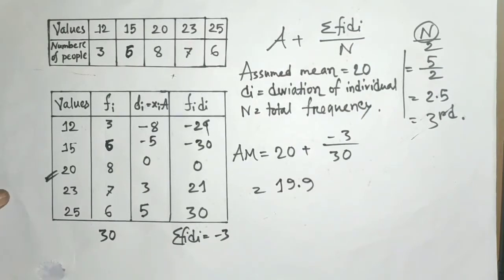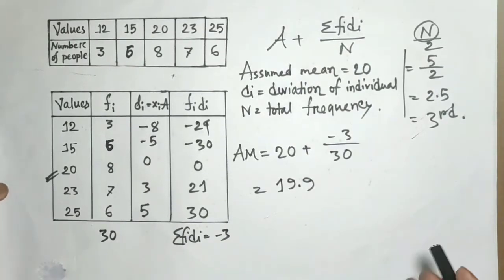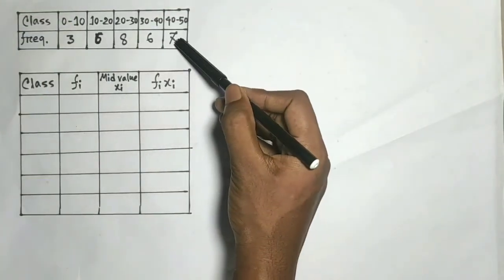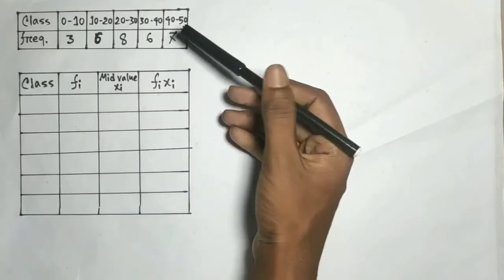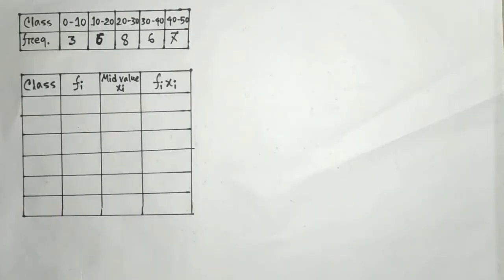So let's talk about the grouped data, that means the continuous series. Here we have grouped data or a continuous series, and as with the discrete series, for grouped data we also have 2 methods, that is the direct method and the shortcut method, and here the shortcut method is also known as the step deviation method. So we'll find the arithmetic mean by both of those methods, and let's start with the direct method.